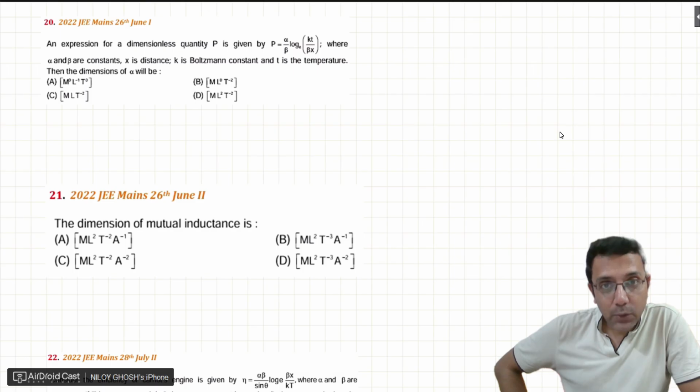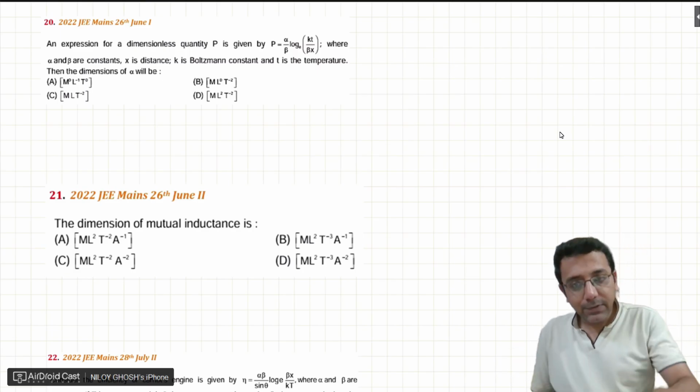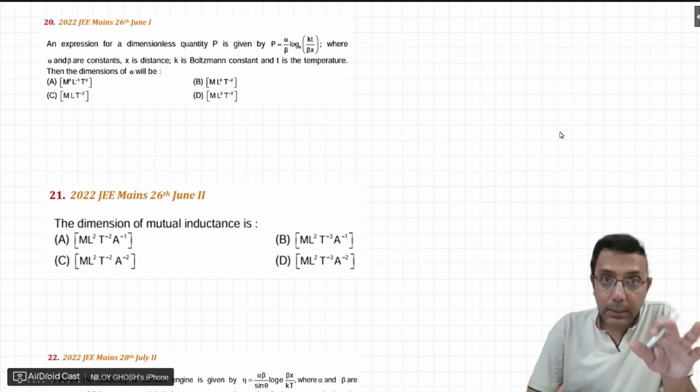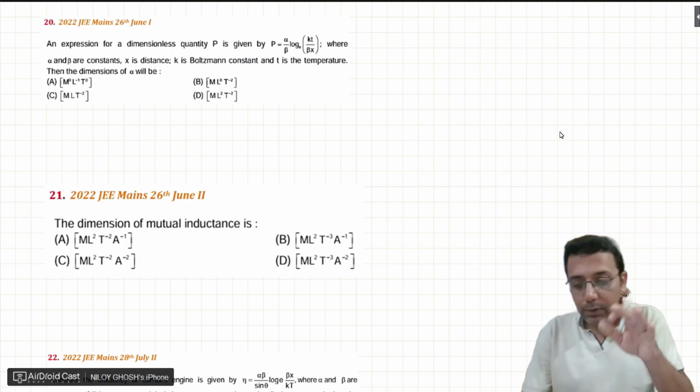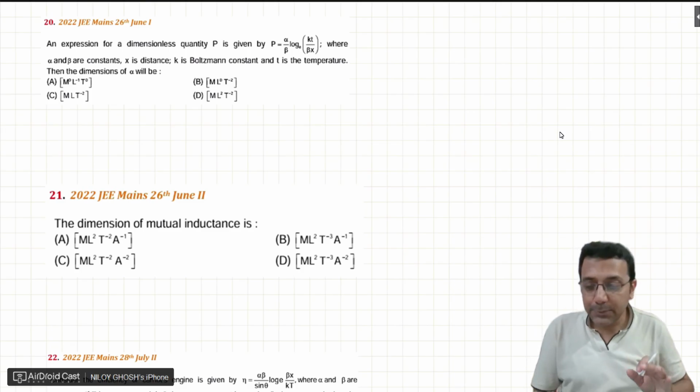In my previous episodes, we have already solved 19 questions of JEE Main. Now we will pick up from question number 20. Okay, let us quickly see. We are still in the chapter of units and dimensions, and we will just proceed with the JEE Mains problems.